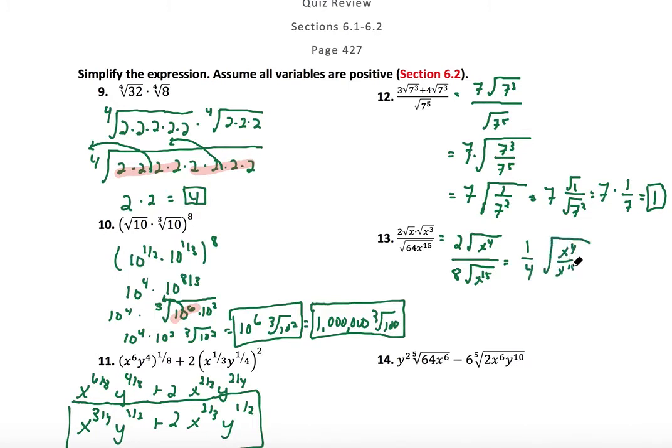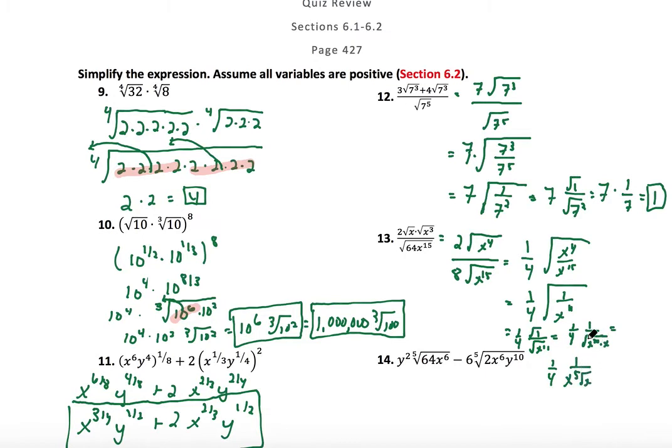which is 1/4 times the square root of 1 over x to the 11th, which is equal to 1/4 the square root of 1 over the square root of x to the 11th, which equals 1/4 times 1 over the square root of x to the 10th times x, which equals, and I'll go down here, 1/4 1 over x to the 5th times the square root of x.